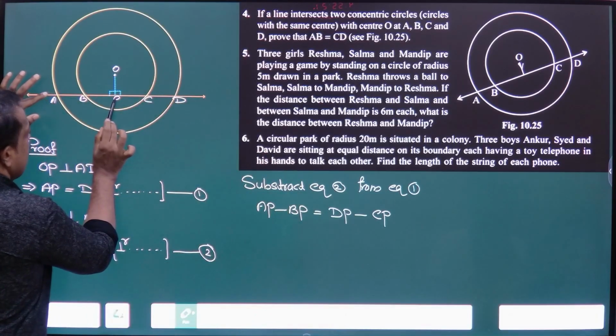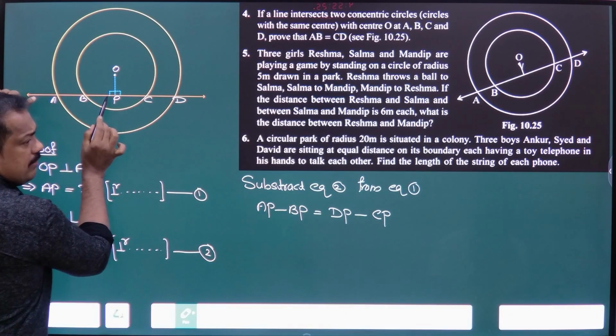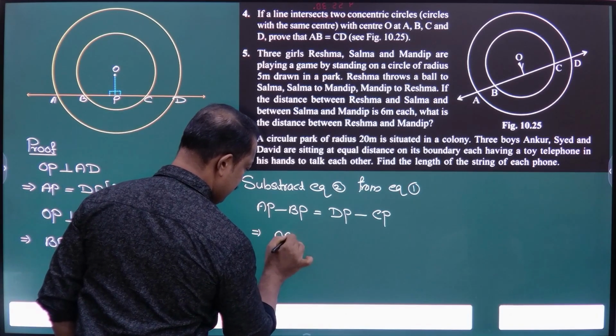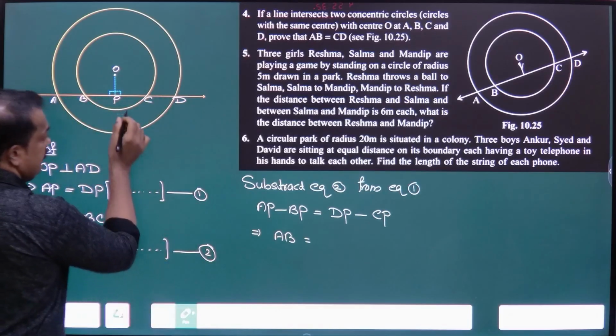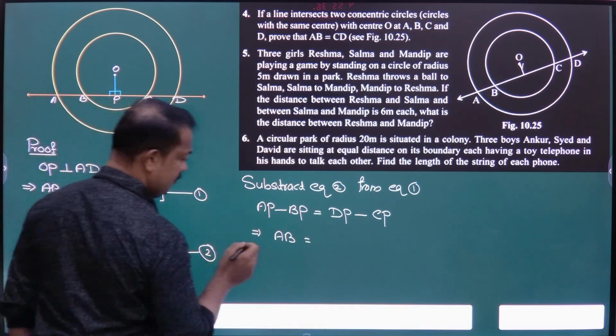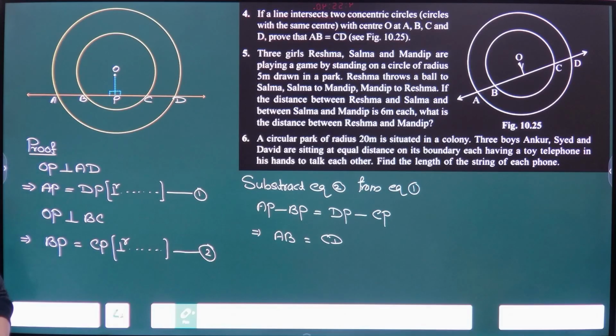AP minus BP is AB. This implies AB is equal to, now check the figure, DP minus CP, which is CD. So AB is equal to CD. Hence proved. Is that clear?